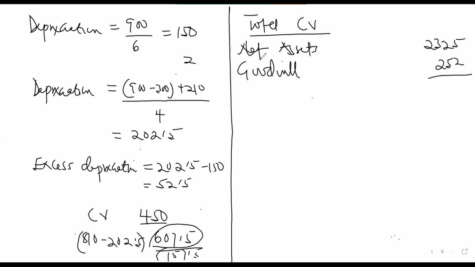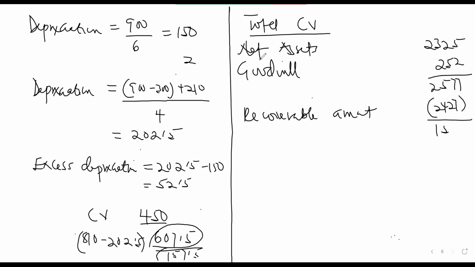Okay. What is the recoverable amount given to us? The recoverable amount is 2427. What is the difference? 150. So this 150 is relating to what? Impairment. That's the impairment. So that is the goodwill.